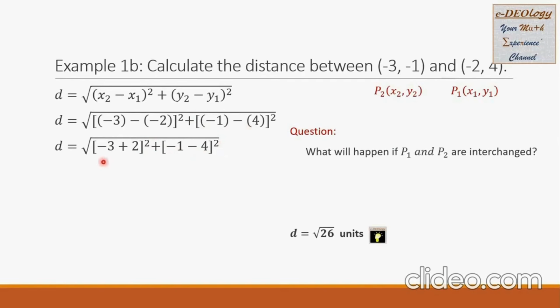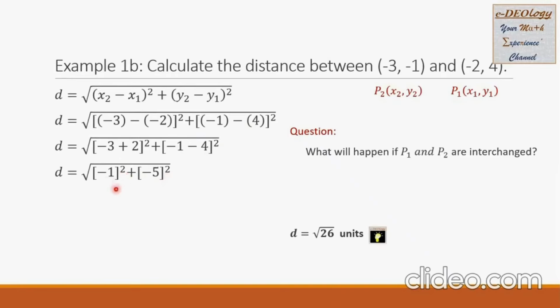Then we simplify further. The negative 3 plus 2 becomes negative 1. Then the square is there. Plus negative 1 minus 4 is negative 5. The power 2 is copied. And then we simplify on the next step.